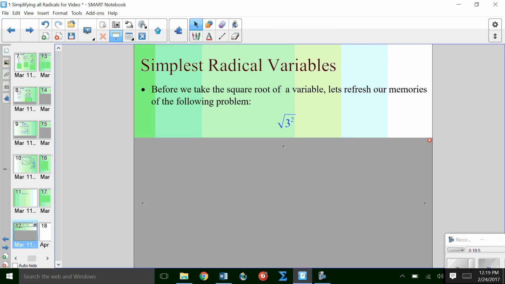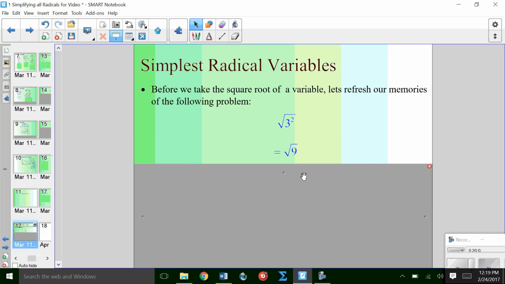So before we take the square root of a variable, let's refresh our memories of the following problem. So let's say we have the square root of 3 squared. Well, under the radical, 3 squared would simplify to 9. And the square root of 9, hopefully you know, is 3.